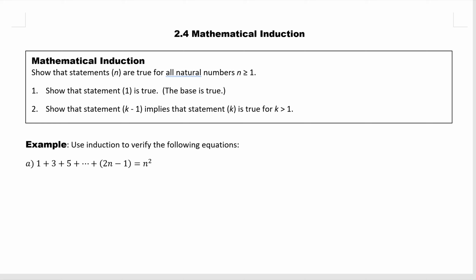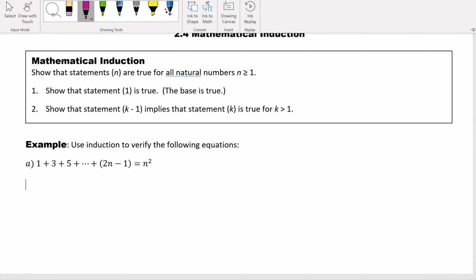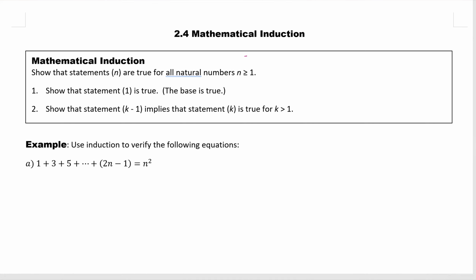Hi everyone, we have learned a lot about proofs. Today, let's learn the last important topic of Chapter 2, 2.4, Mathematical Induction. Mathematical induction helps us to show that statements are true for all natural numbers greater or equal to 1. So here the domain of discourse is n greater or equal to 1, that is the positive integers.